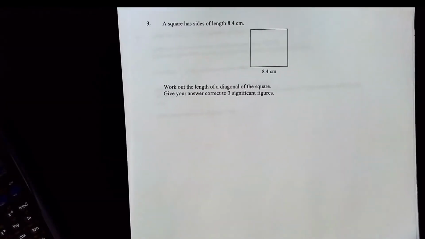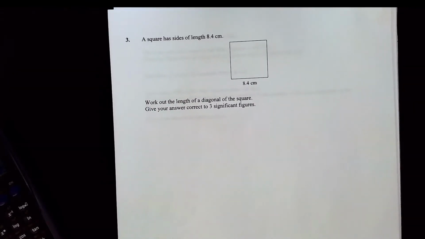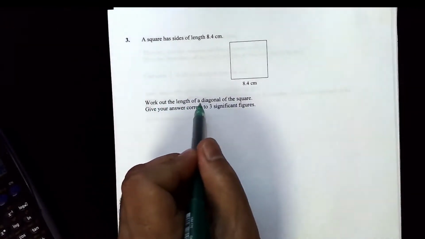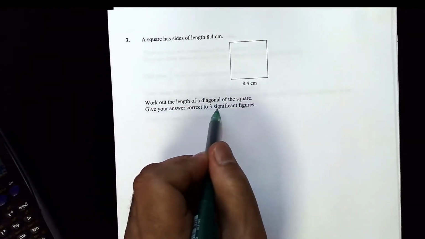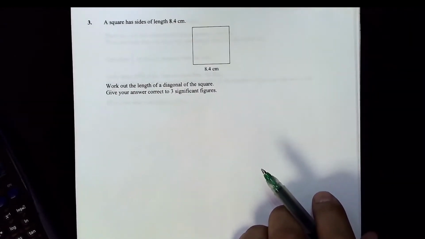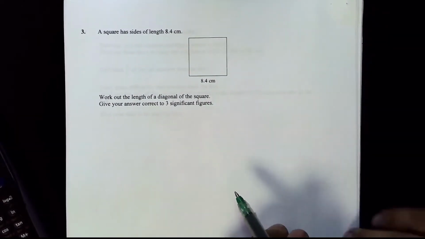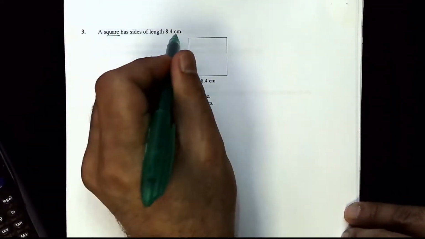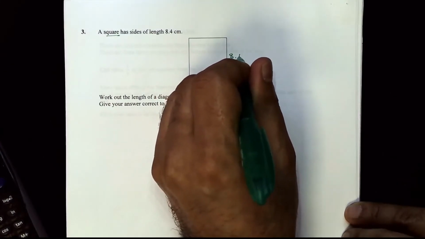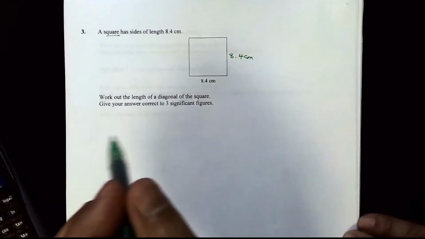Well, question 3, a square has a side length 8.4 centimeters. Work out the length of the diagonal of the square, give your answer correct to 3 significant figures. So with this question, what we're going to do first is, because it's a square, each length is 8.4, so this is also 8.4 centimeters. Work out the length of the diagonal.